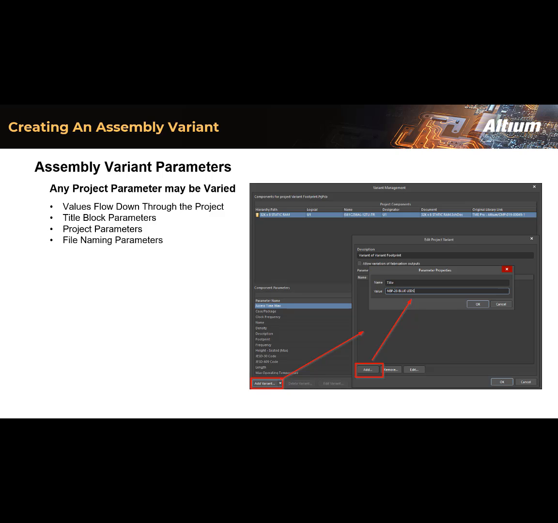To add an assembly variant, simply click the Add Variant button, and you'll notice that there's a little drop down there. If you already have a variant, there's also an option to clone a variant, and so you just hit the little drop down and choose the other option. It's also at this stage where you can add parameters to the variant, which will flow downhill through the entire project. And again, I'll show you how that works as we go along.